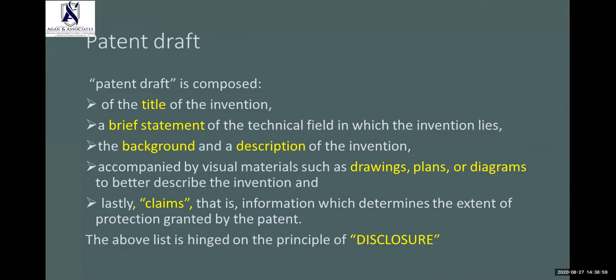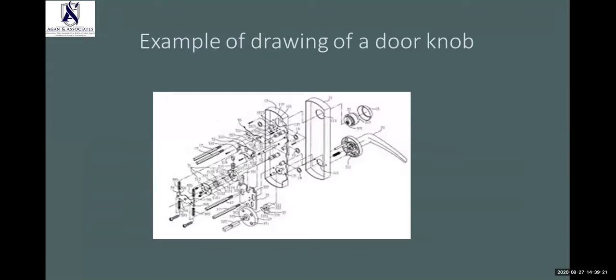Now, the above patent draft and the composition of the patent draft hinges on the principle of disclosure, and we will see what disclosure is in a moment. Now, there you are. We have an example of a drawing. So it's usually an engineering drawing, depending on what it is that is being invented, and what it is that the patentee intends to patent. This particular one is an example of a drawing of a doorknob.